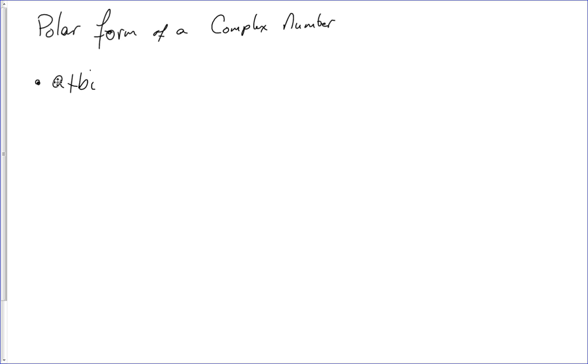Now let's talk about polar form of a complex number. All right, polar form of a complex number. If you remember, standard form was a plus bi. That's standard form of a complex number.